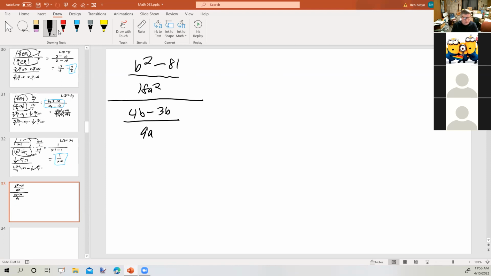Now, is this a single fraction over a single fraction? Yes, it is. So we could do that first method, or we can just find the LCD and do it that way. What do you want to do? You want to do the first method or the second method? I don't care.